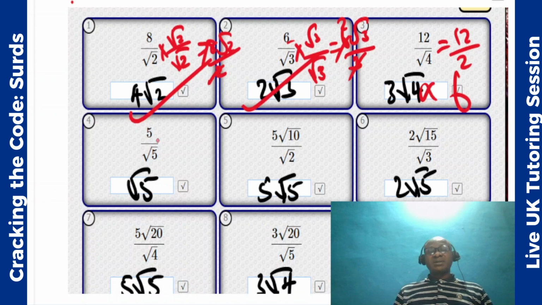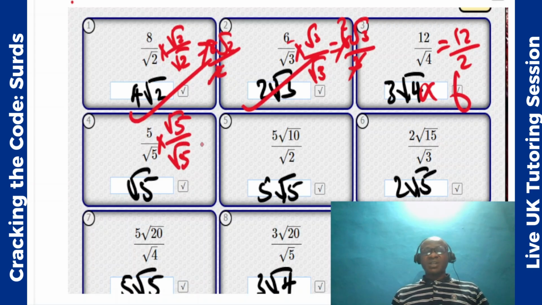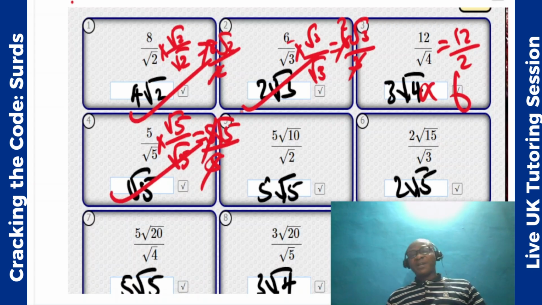Okay? Then, all right. Number 4, you multiply the numerator with root 5 as well as the denominator with root 5. That is rationalization. And when you do that, you have 5 root 5 at the numerator, and at the denominator, root 5 times root 5 is 5. So 5 will cancel 5, and you'll be left with root 5, correct?